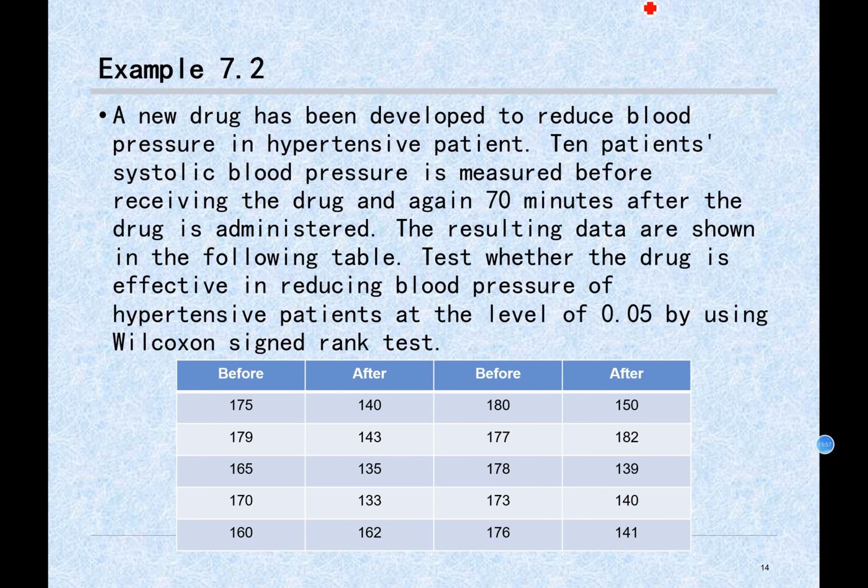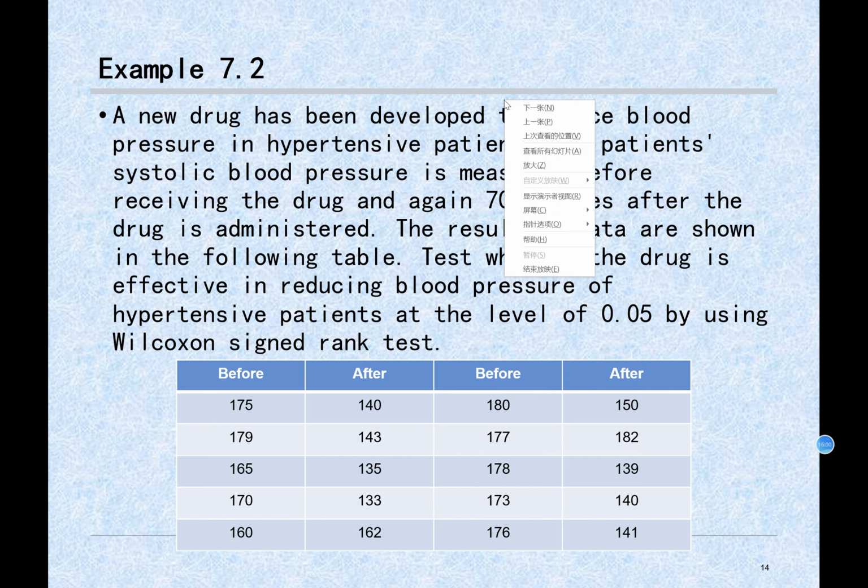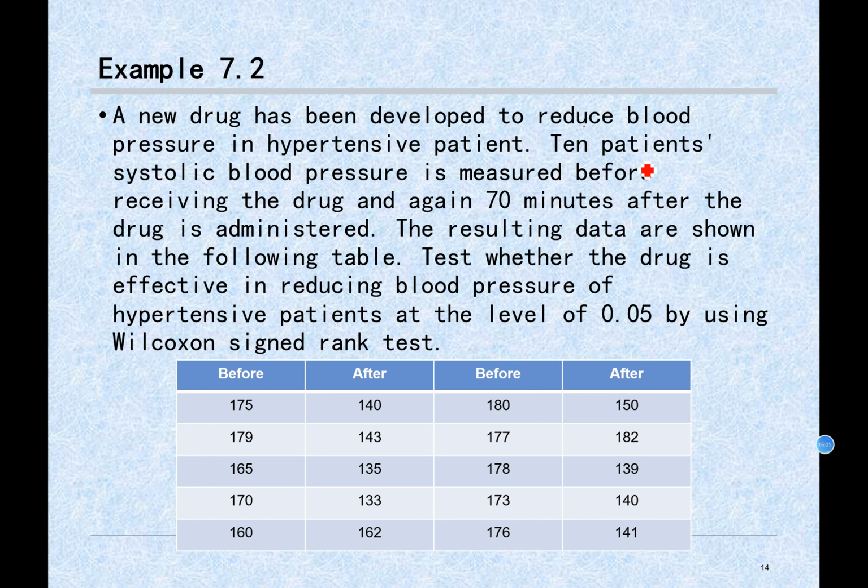In this question, we can find some keywords that we mentioned in the paired samples t-test. The keywords are before and after. We said in chapter 6 that when we find the keywords before and after, we know it's a paired sample. So here is the same. This is a paired sample, and we assume that this question is in chapter 7, so we assume that the data does not follow a normal distribution.